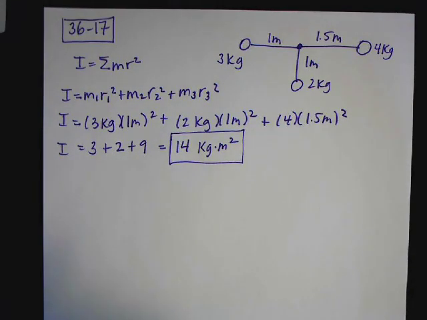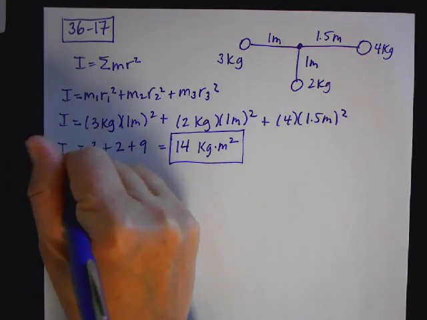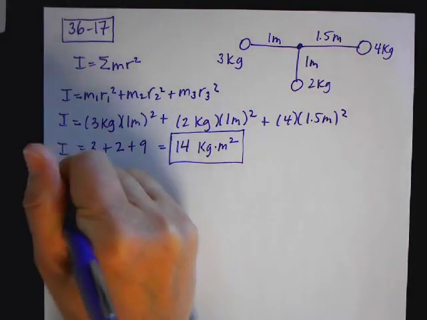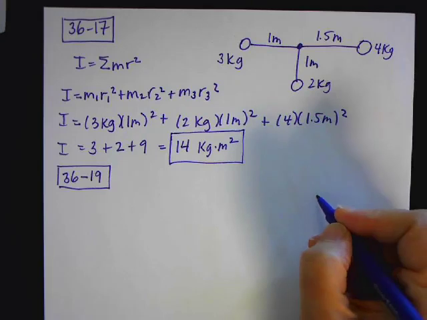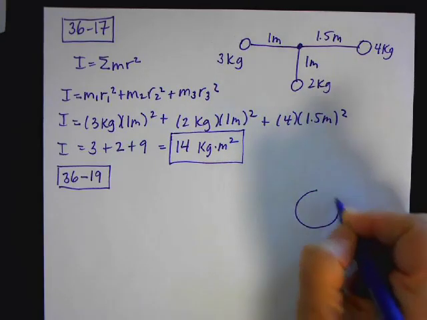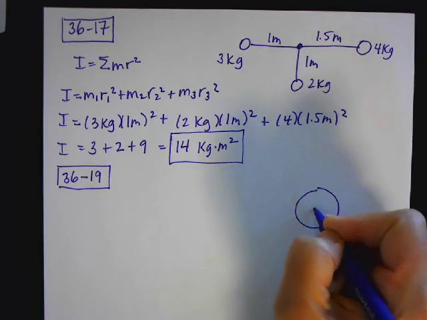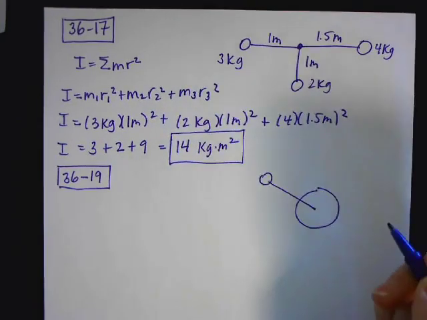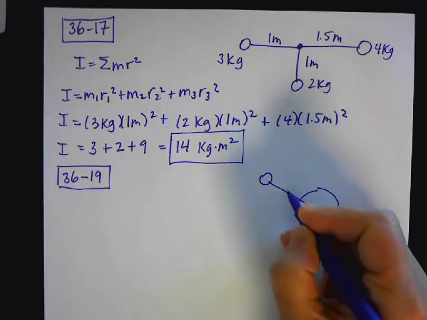Okay, now we're going to look at number 19. 19 is a little bit different because now they're actually telling us certain shapes, so we need to use the equations for the moment of inertia that we know for those shapes. But first I'll draw the picture. I have a disc. Then from the disc I have a rod. And then from the rod I have a sphere. So this is a disc, this is a rod, and this is a sphere.